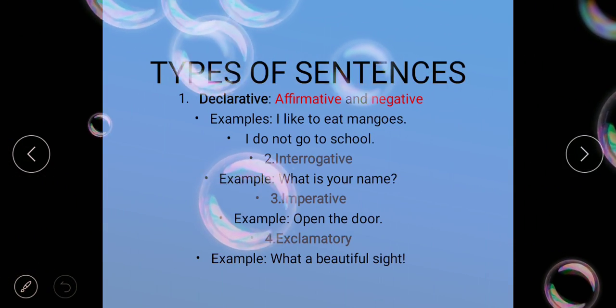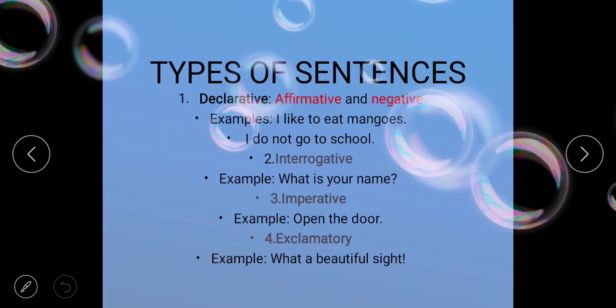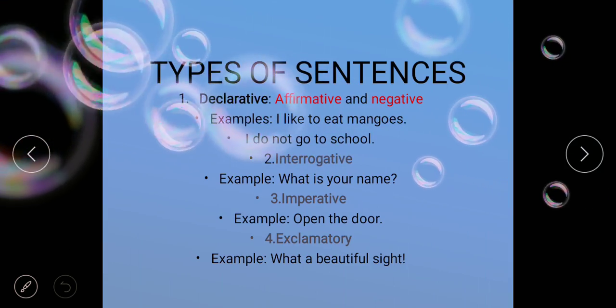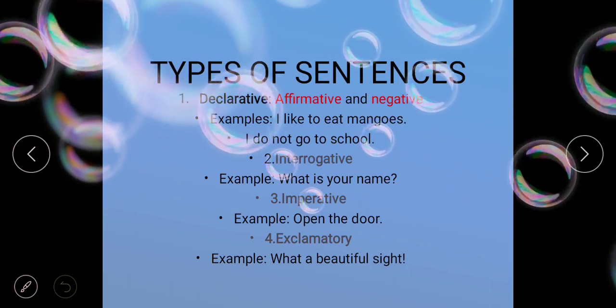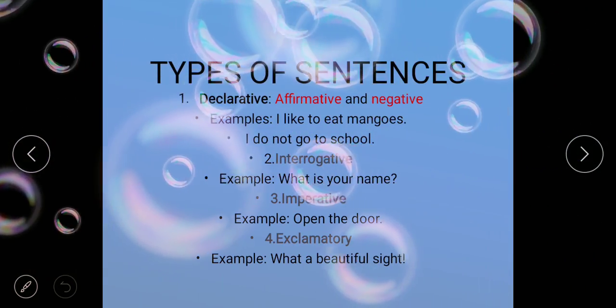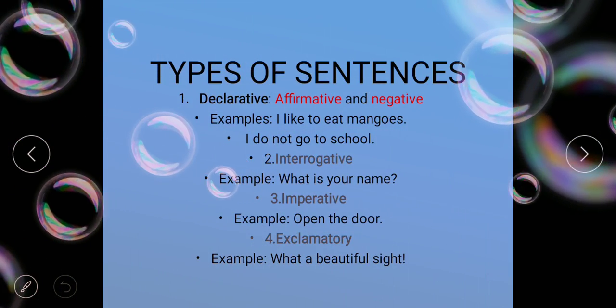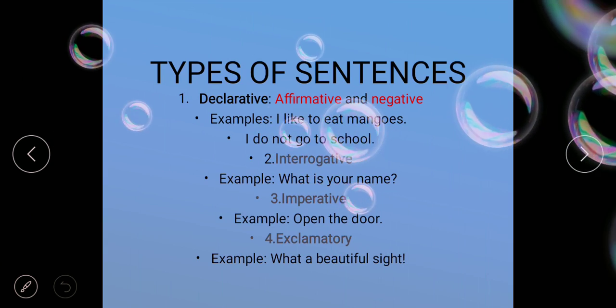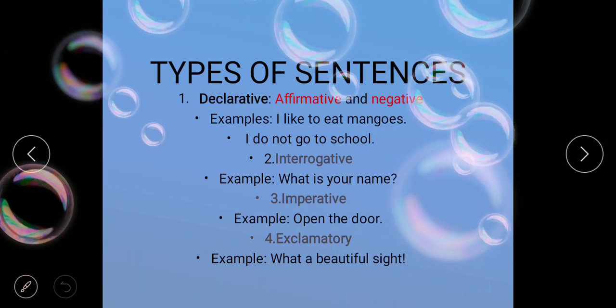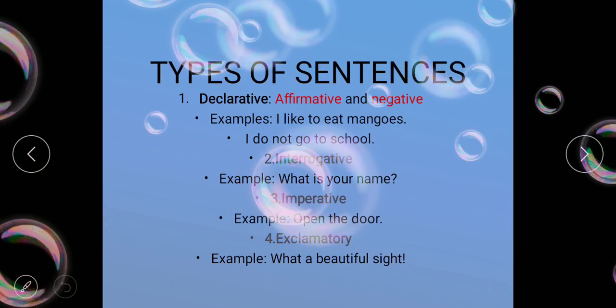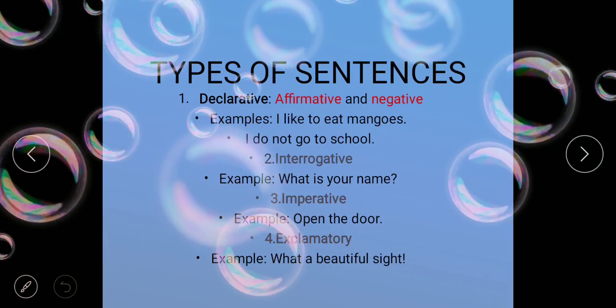Now the next one is the imperative sentence. Imperative sentences express requests, commands, advice, or suggestions. In such sentences, the subject is invariably the second person pronoun, which is generally implied, like go to your room, please don't call me, open the door. These are the examples of imperative sentences.